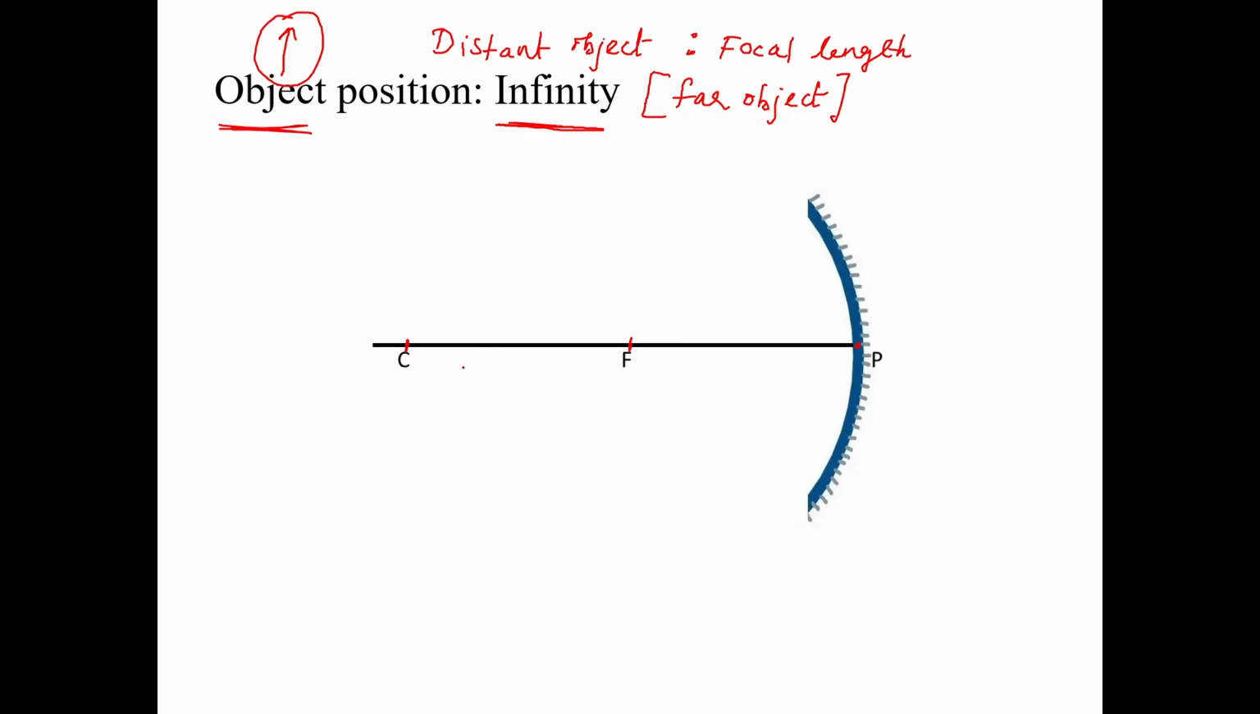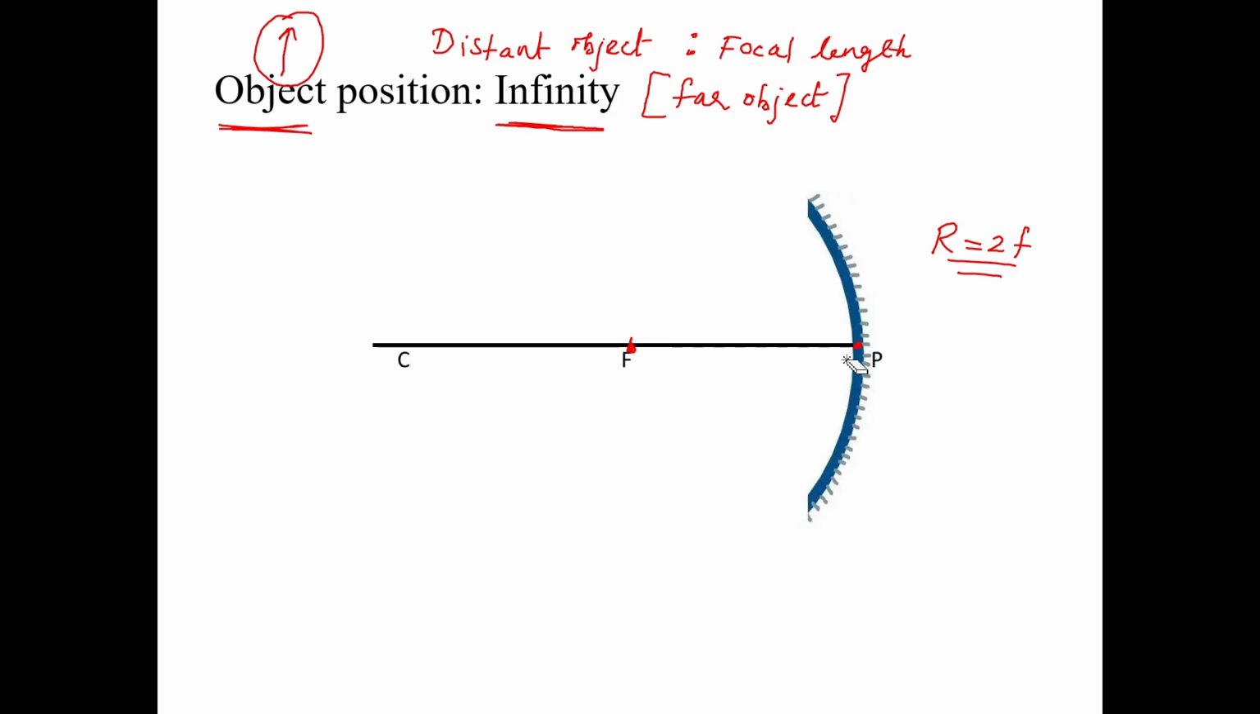One more thing you have to keep in mind while labeling these points on the principal axis is that the formula R equal to 2F should be satisfied. That means the distance from pole to focus and from focus to center of curvature must be equal. Suppose you are taking pole to focus as 1 centimeter, then from focus to center of curvature your distance should also be 1 centimeter. If your measurements are proper, then you will get the image at the right place. That important point you should keep in mind.